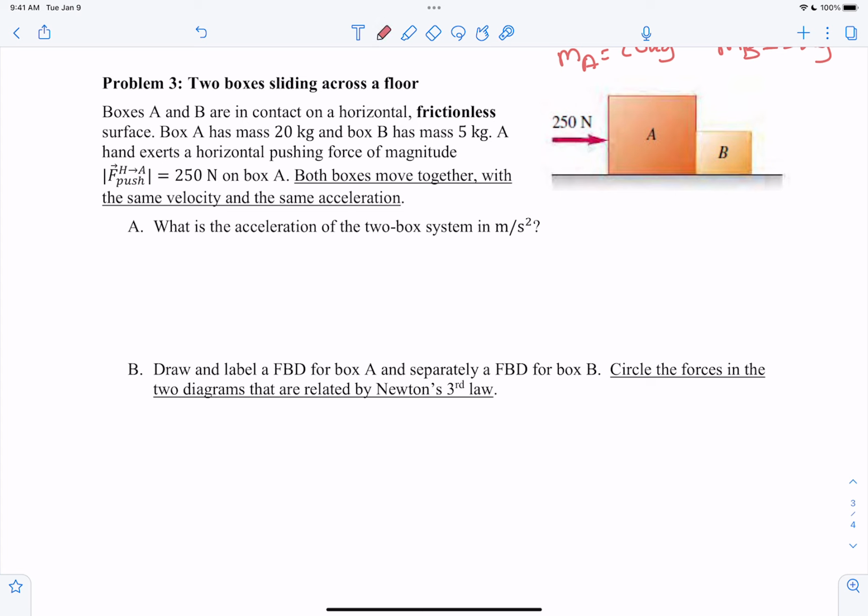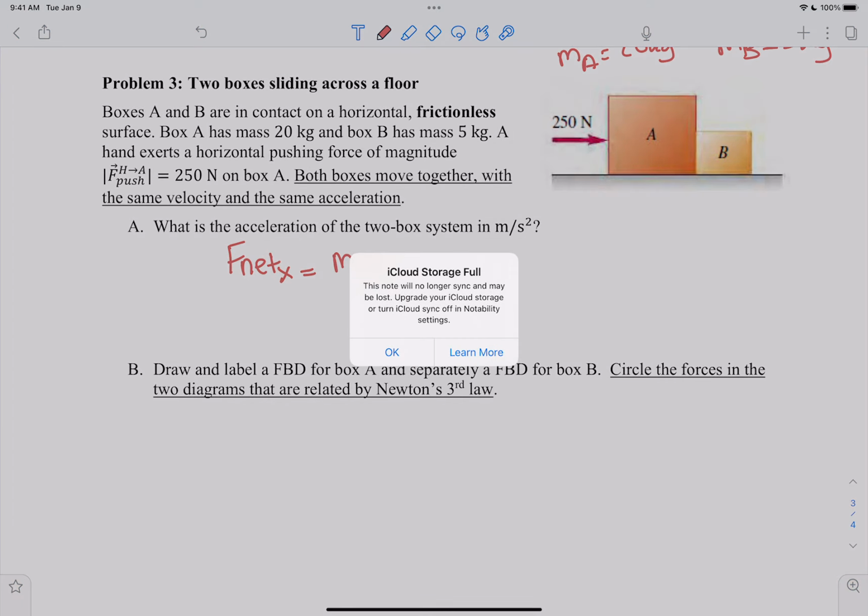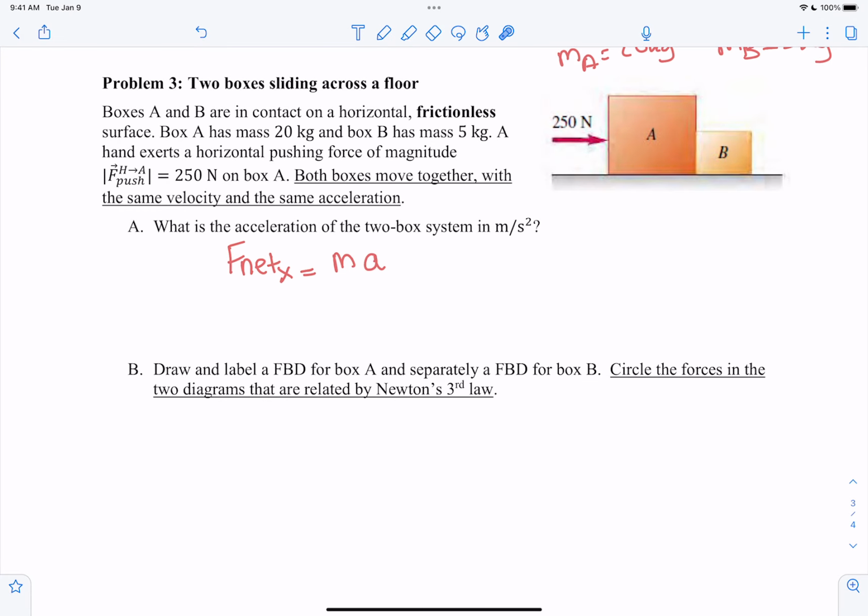F net, yes sir. So F net x is equal to mass times acceleration, right? Now, question. We have this force right here, we know that's 250 newtons. That's fine. No worries. We need to figure out this acceleration. What's the mass?